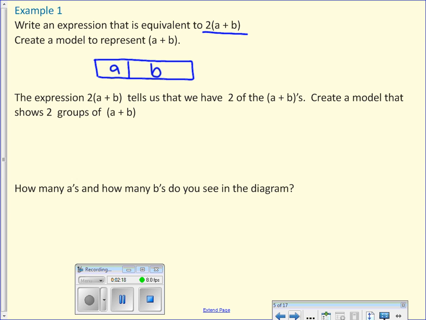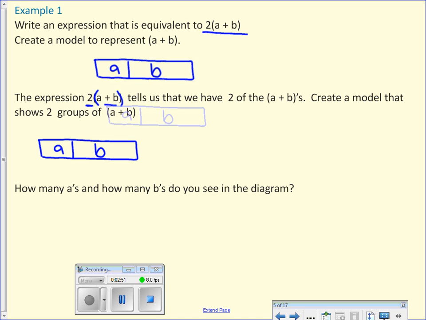Does B have to be bigger? No. No, A could be bigger. Doesn't matter because we don't know. A could be 2 and B could be 1. We don't know that, so I would not mark it wrong if your B box was smaller than your A box. So now the expression 2 groups of A plus B tells us that we have 2 of the A plus B's. So let's create a model that shows 2 of them.